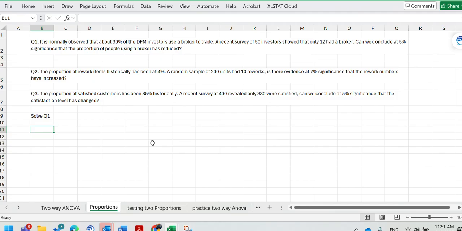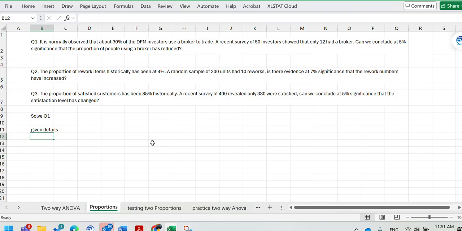Right? Now comes the question, can we say that the number of people who use a broker has come down, or the probability that somebody will use a broker is not 30% but less than 30%? So can we come up with that situation or not? That's the question. So what we normally do is we try to write down what is given.